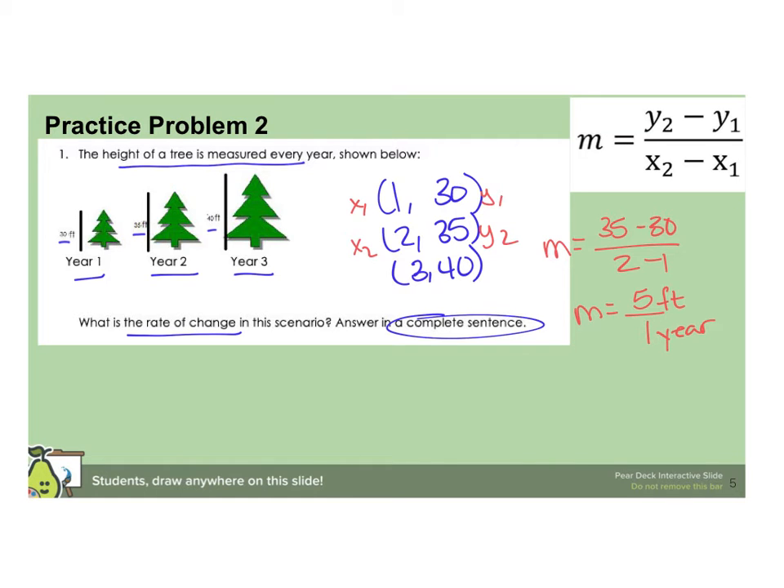So the height of a tree grows 5 feet per year. And that is answering this question in a sentence. One more before our exit ticket.